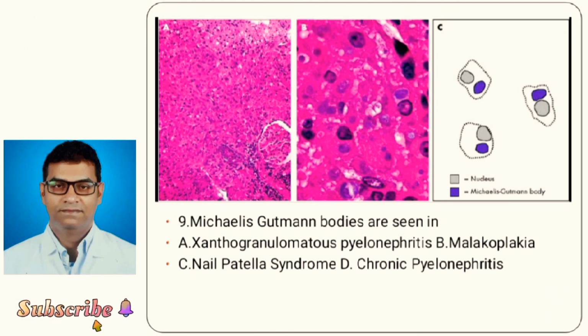Michaelis-Gutmann bodies are the laminated mineralized concretions resulting from the deposition of calcium in the enlarged lysosomes, and they are typically present within the macrophages.